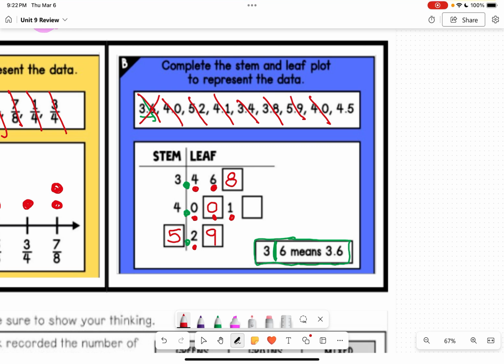Now the last one is 4.5. Now on the 4s, the only one I'm missing is 4.5. So go ahead and add your 5 in that last box. And you can mark it out.